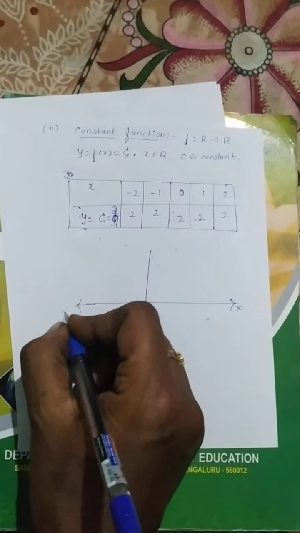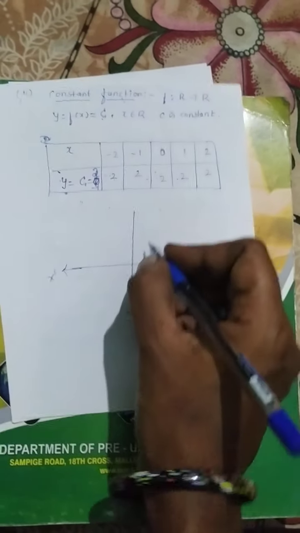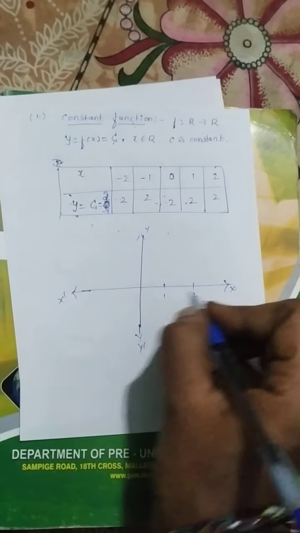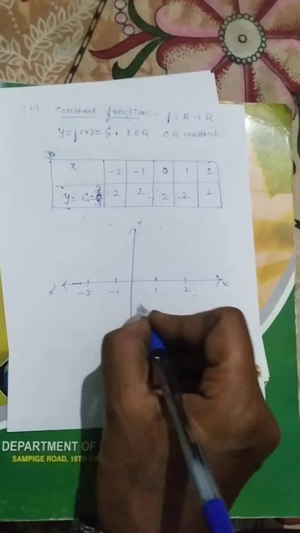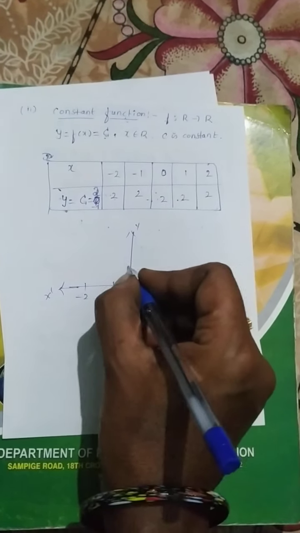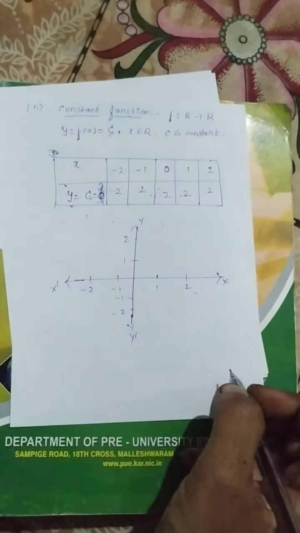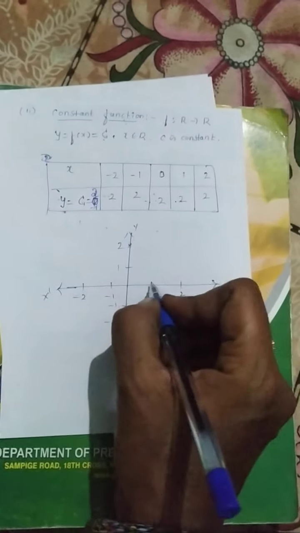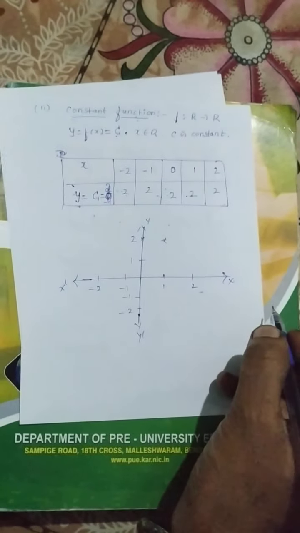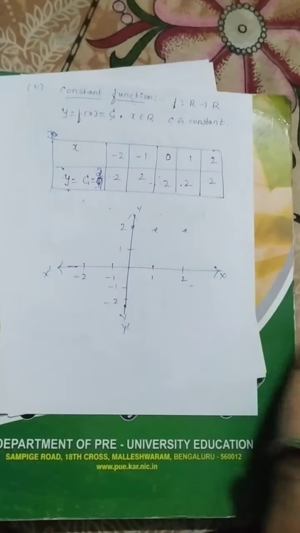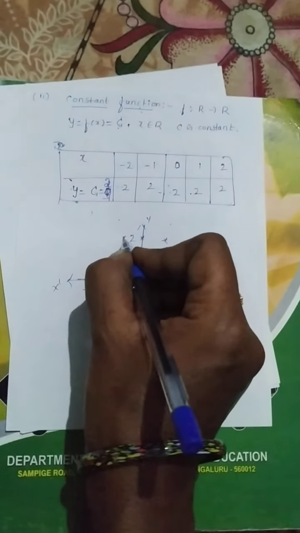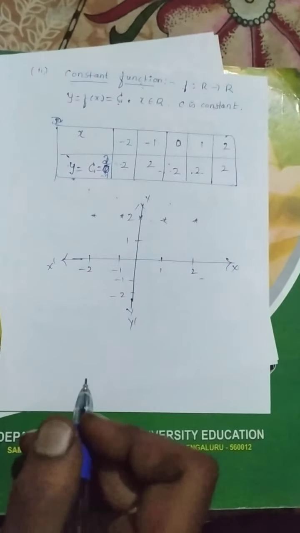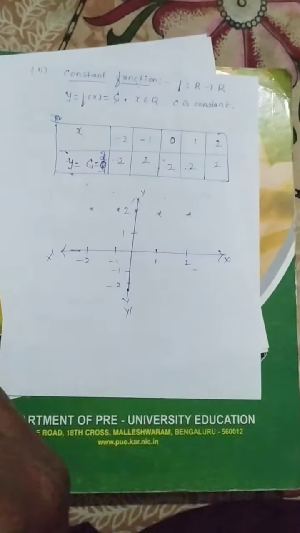it is x, x dash, y dash and y. Mark 1, 2, minus 1, minus 2 on the axes. Now when x is 0, y is 2. When x is plus 1, y is 2. When x is 2, y is 2. When x is minus 1, y is 2. When x is minus 2, y is 2. You will get a straight line which is parallel to the x-axis always.